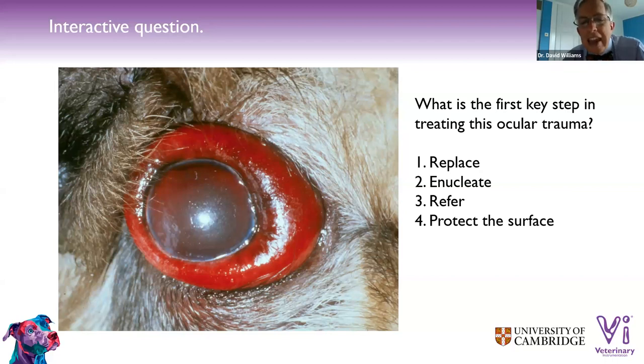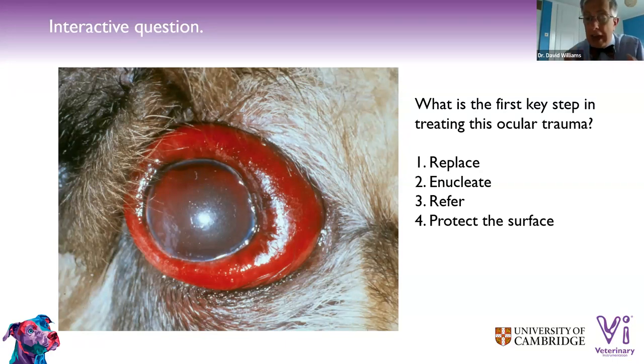The key thing, when your receptionist is rung up by someone saying my pug's eye has just come out, is to lodge cotton wool on there. That hasn't happened in this case, so you can see the middle of the cornea is really dry. If you can have the surface protected and moist, then it doesn't matter if they take half an hour to get to you.